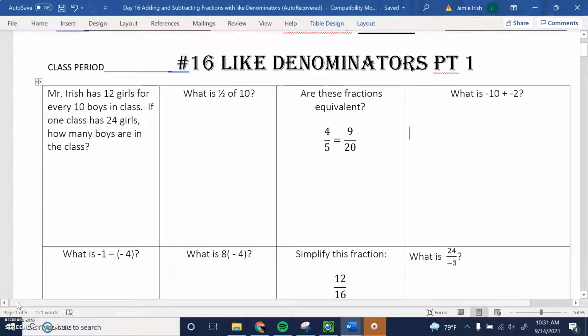Hey everybody, welcome back. Here is the Do Now for today. This is a review of all the stuff we've been doing in class. Let's see if you remember. Oh my goodness. Let's look back in our notes in case we need to. Here it is. First one on the left.